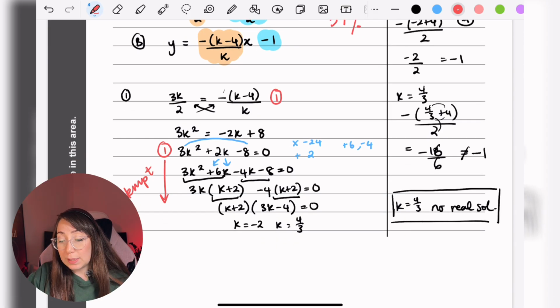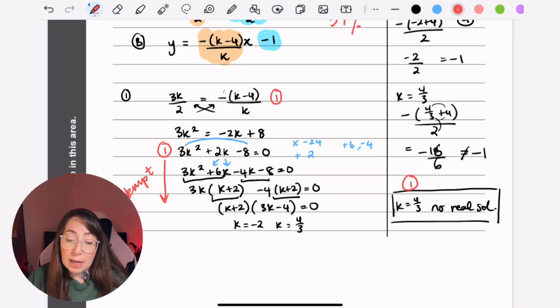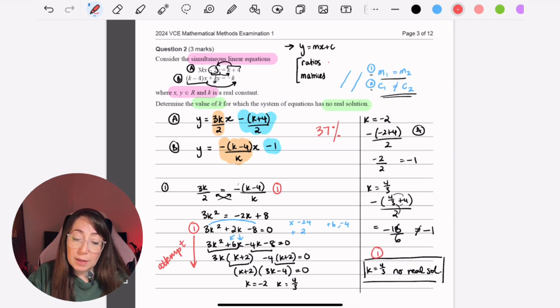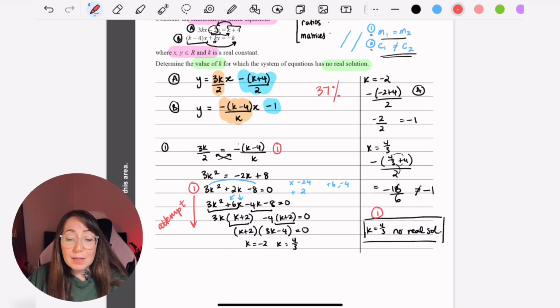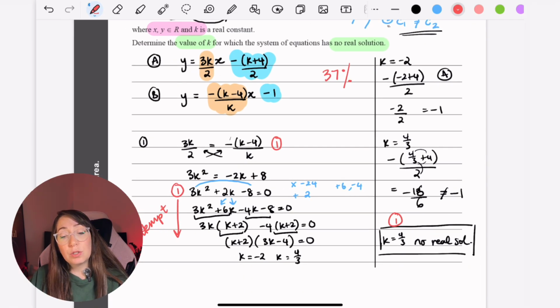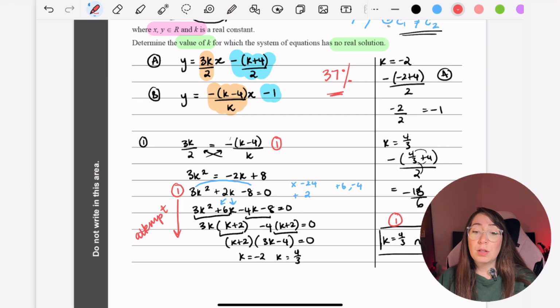And finally, of course, our last mark will be assigned to k equals 4 on 3, which is no real solutions. So those were the key aspects of this question here. Of course, as I said, there are 2 other methods that you can try as well, but it is a very stock standard question. This type of question has this very specific method. It's never going to change. So it's something that I would really encourage you to practice, particularly because only 37% got it right. There might be a chance that it could be on the exam again this year. So please practice this method.